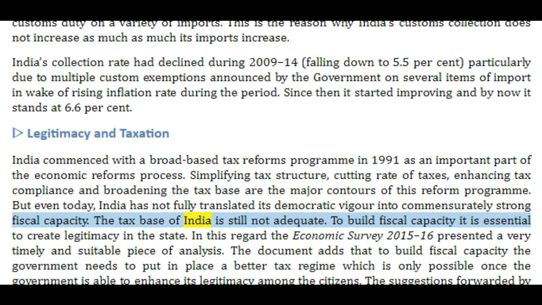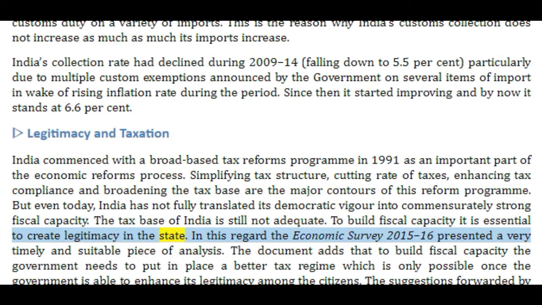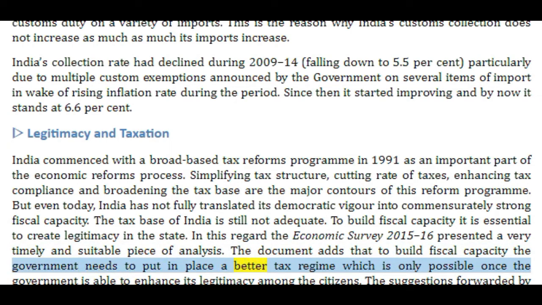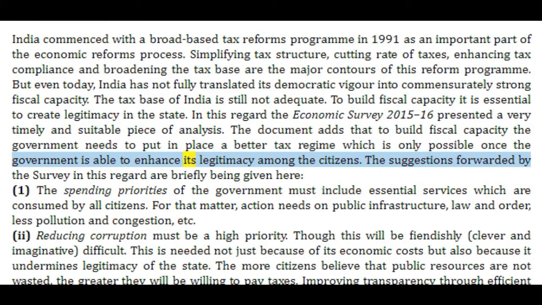The tax base of India is still not adequate. To build fiscal capacity, it is essential to create legitimacy in the state. In this regard, the Economic Survey 2015-16 presented a very timely and suitable piece of analysis. The document adds that to build fiscal capacity, the government needs to put in place a better tax regime, which is only possible once the government is able to enhance its legitimacy among the citizens. The suggestions forwarded by the survey in this regard are briefly being given here.